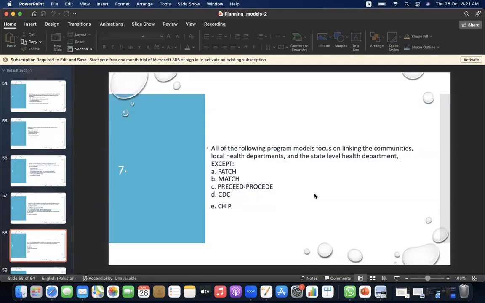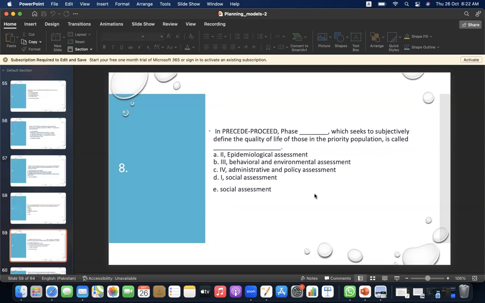Number 7, all of the following program models focus on linking the community's local health departments and the state level health department, except PATCH, MATCH, PROCEED, CDC, or CHIP. That would be C, the PROCEED.